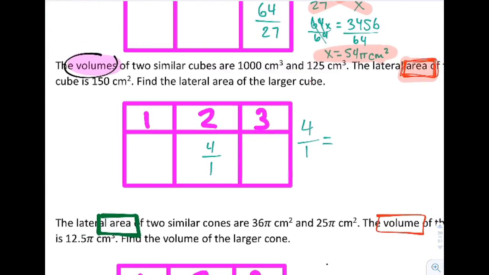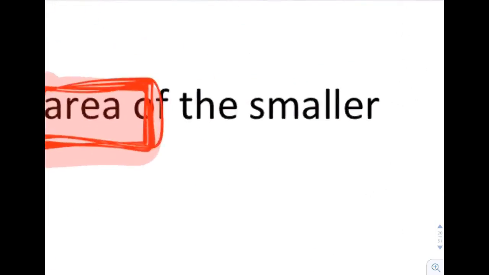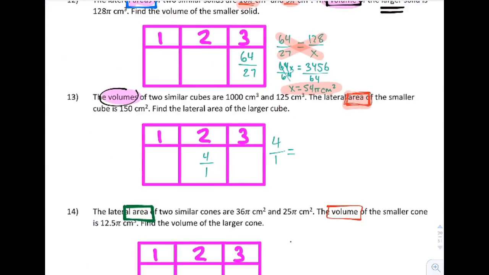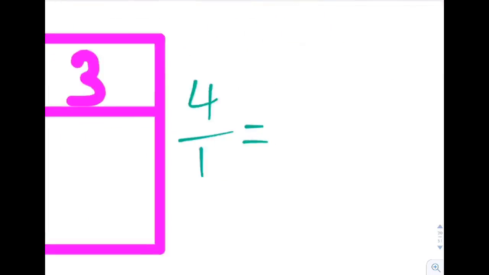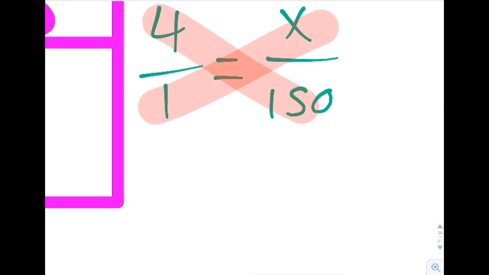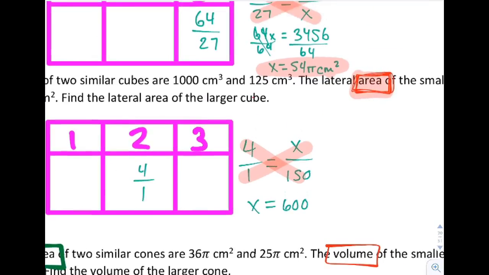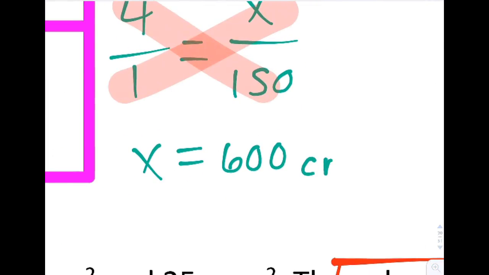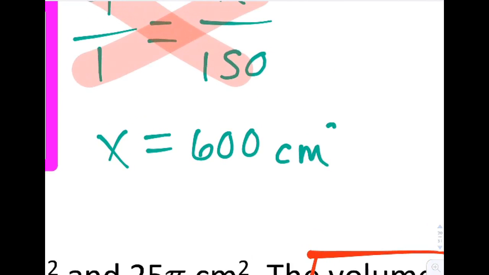equals the lateral area of the smaller is 150. Where's the smaller here? On the bottom. Cross multiply, you get x times 1, 150 times 4. It's 600 centimeters squared because we're asked for area.